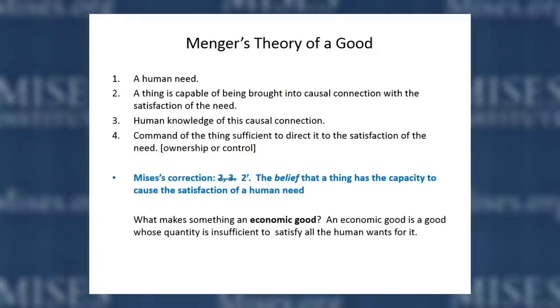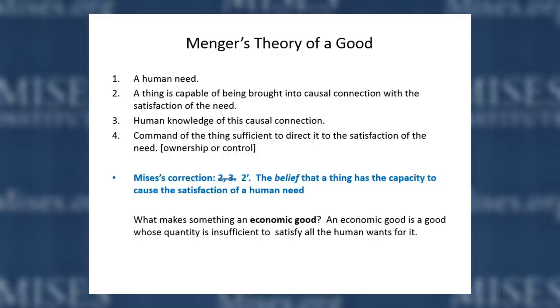So one of the keys when we focused on what Menger saw as the objective elements in human action were goods. And he developed a whole theory of the good. And he basically said there are several preconditions before something can become a good. You need a human need, okay, or a human want. Secondly, the thing must be capable of being brought into causal connection with the satisfaction of the need. That is, it must cause the satisfaction of the need. The ham sandwich must cause the satisfaction of one's hunger.